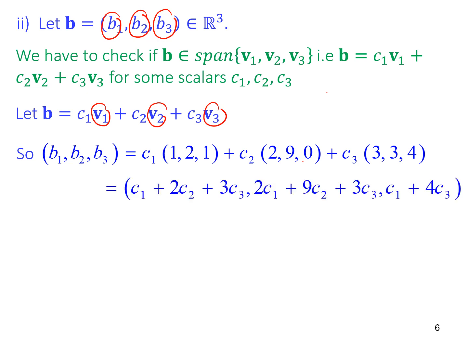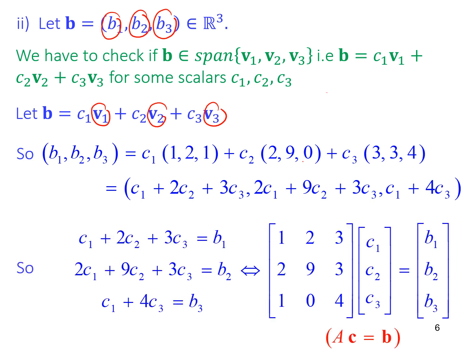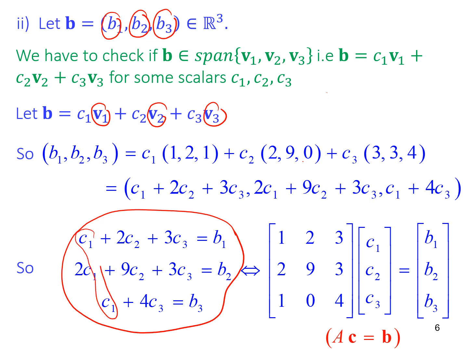Then we have this by doing the arithmetic operations. And then we compare the left and right sides of this equation, component by component. Again we end up with a system of linear equations. Bear in mind that we are finding the values of C1, C2, and C3. To find the values of C1, C2, and C3, we have to solve the system of linear equations by using any method.